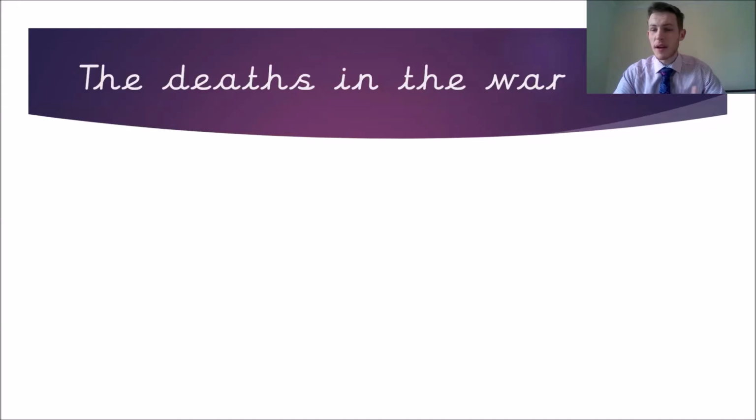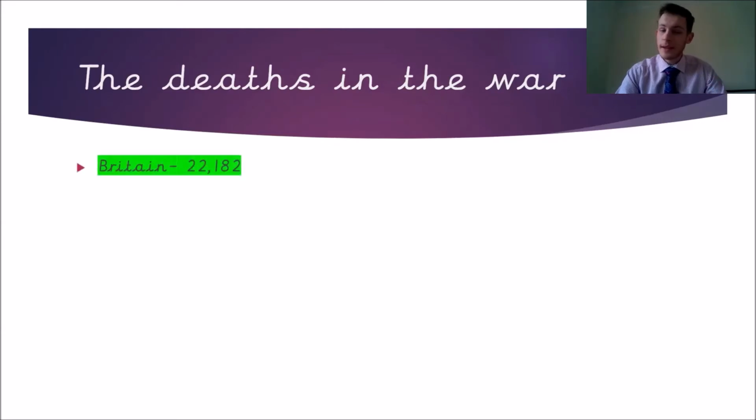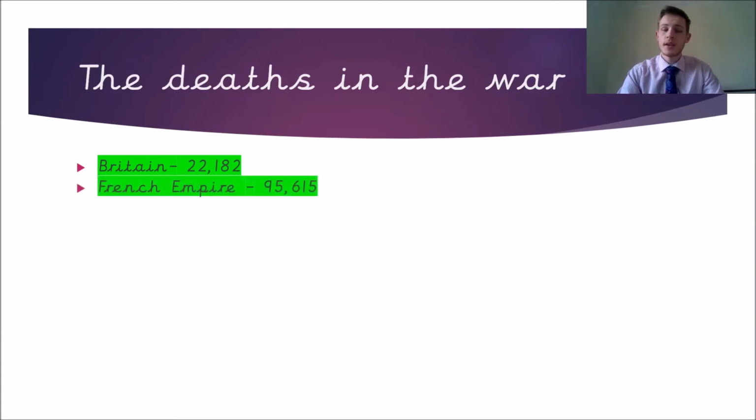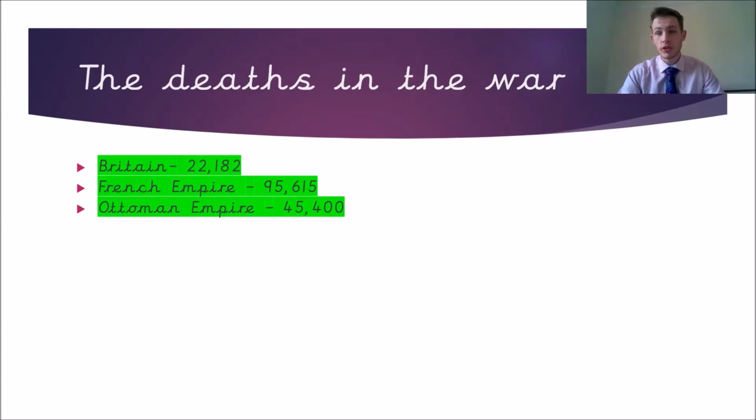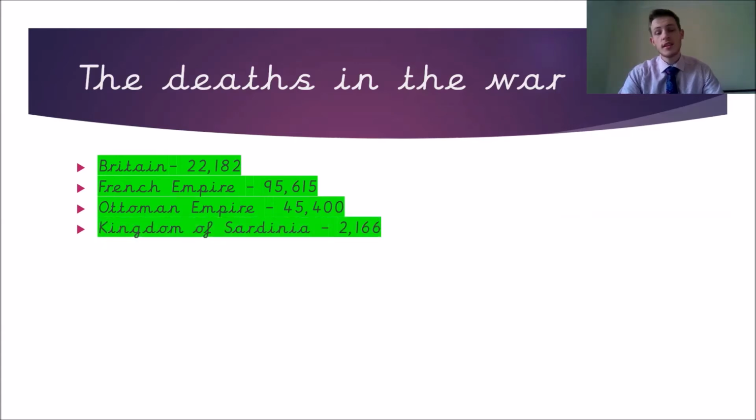So let's think about the deaths in the war. You've got so many people, and unfortunately, with so many soldiers, you're going to have a lot of deaths because there's fighting on both sides. So Britain lost 22,182 of their soldiers that had died. The French Empire lost 95,615. The Ottoman Empire lost 45,400 soldiers, and the Kingdom of Sardinia lost 2,166. These are all the soldiers that died for the Allies.